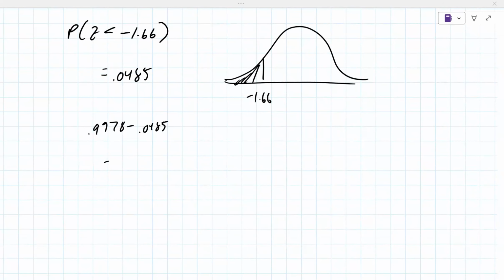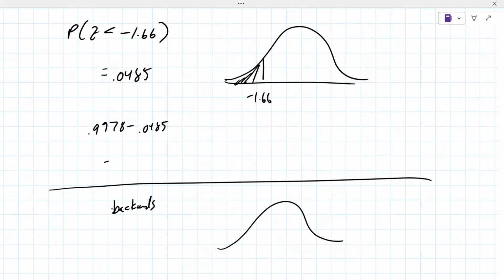Okay. There's some other types of questions. There's kind of what are called backwards questions. Those are something I would have liked to have gotten to today. The backwards questions are when they give you the area. They'll give you the area, and you have to find the Z or the X value. Today, you've been given the X and the Z to find the area. So that's probably coming up next.